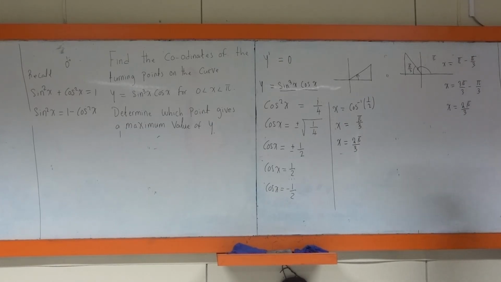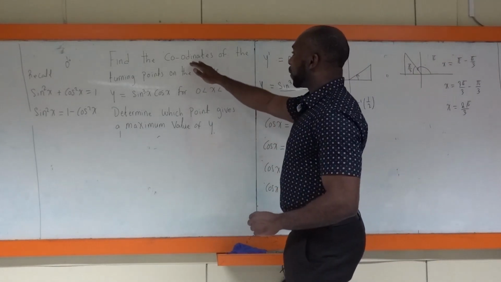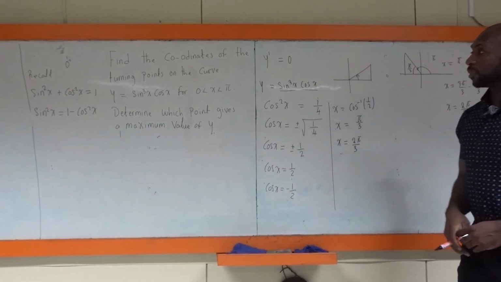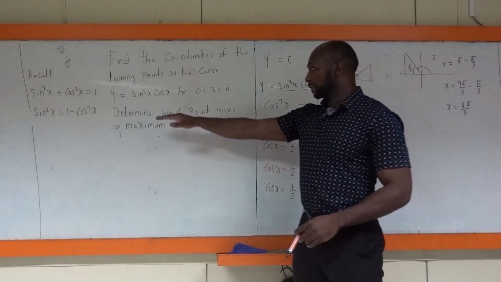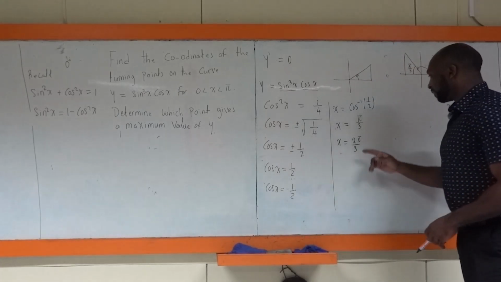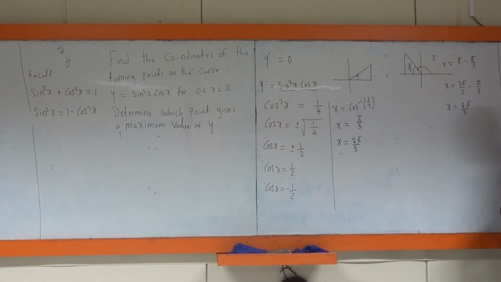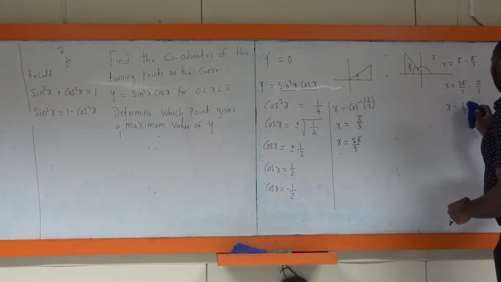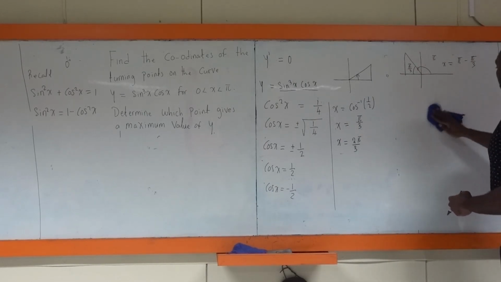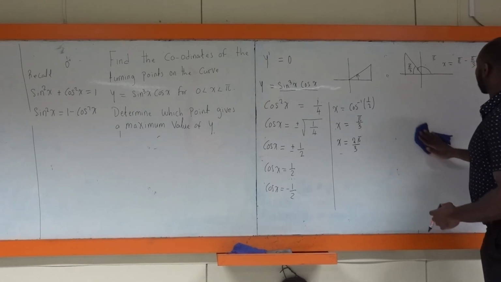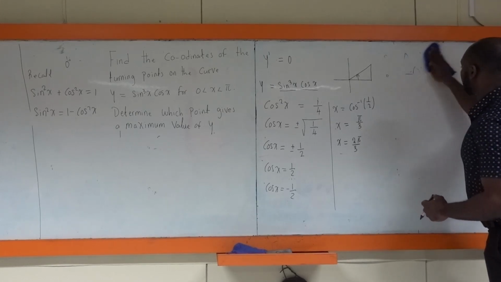So what do we have to find? We have to find the coordinates of the turning point for this curve. Now we have got the values of x. Now we need to get the corresponding values of y. So let's begin by finding the coordinate of the turning point.